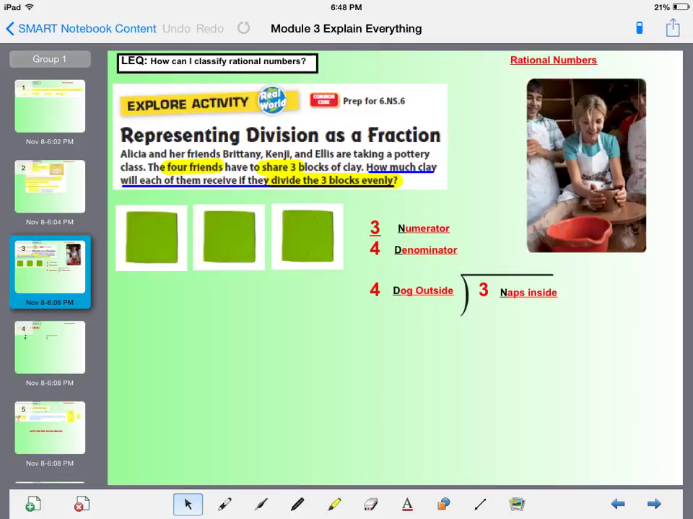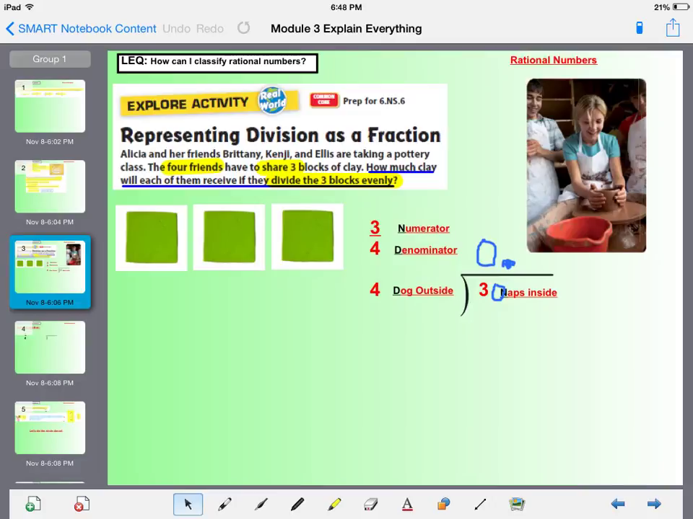Now, we know that 4 does not go into 3. So we know that 4 goes into 3 0 times. But we do know that we can split this and everybody will get a piece. So we're going to go ahead and put this decimal point. This decimal point is going to represent the piece or the fraction that each one is getting. And then we're going to go ahead and add a 0 here.